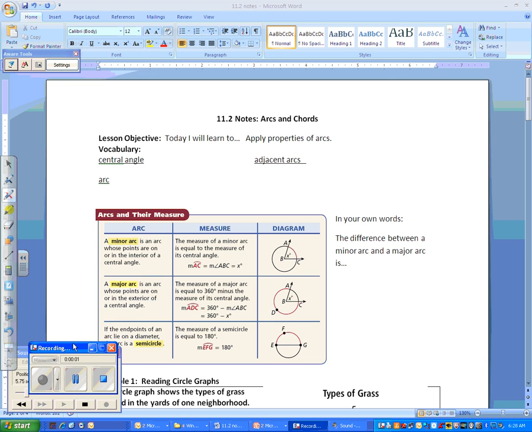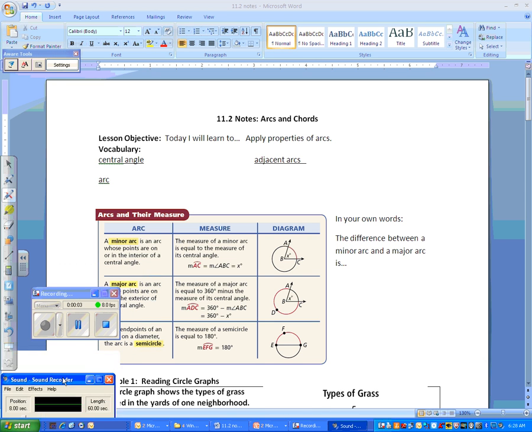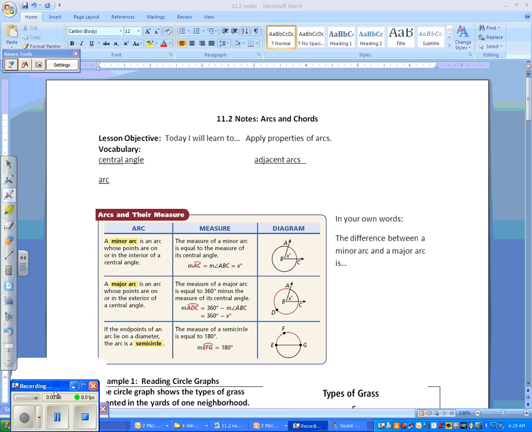Okay, in 11.2, we're talking about circles still, and today we're specifically going to be talking about arcs and chords. So just a reminder of what that means. A chord, we've already talked about.